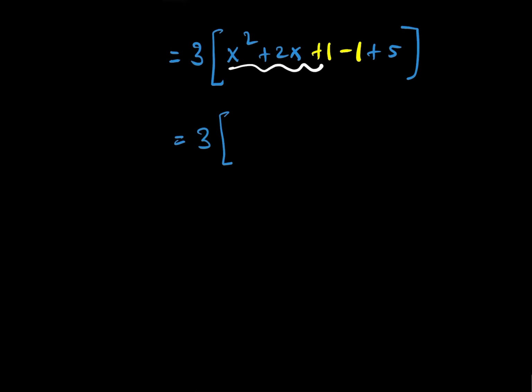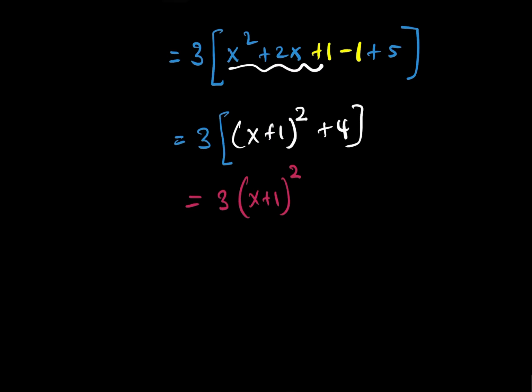They form a perfect square, the first 3 terms. So that is your x plus 1 all squared. It's the same as the first 3 terms. And then these ones, it's primarily positive 4, and then you close that. And then you can remove your brackets there quite nicely. This becomes 3 into x plus 1 squared, and then this becomes positive 12 if you multiply everything by 3.